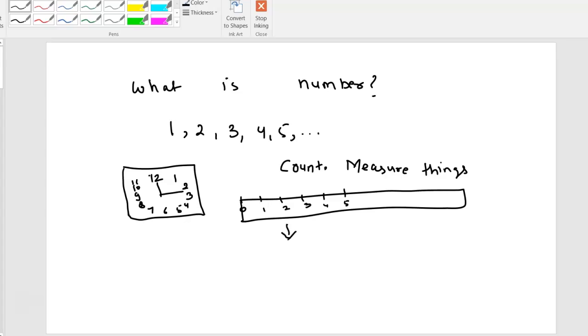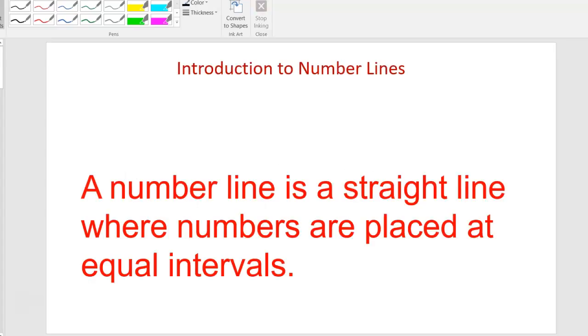Actually, your ruler is also a part of a number line. Okay, so let's see what a number line is. A number line is a straight line where numbers are placed at equal intervals. Let's see what that means.